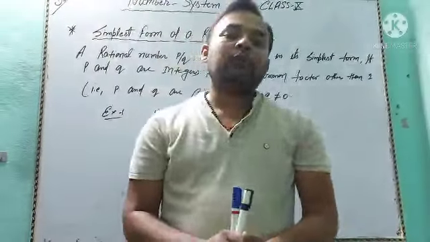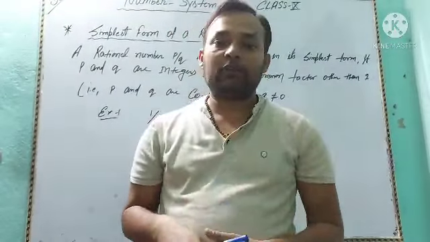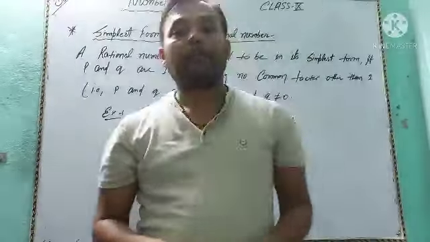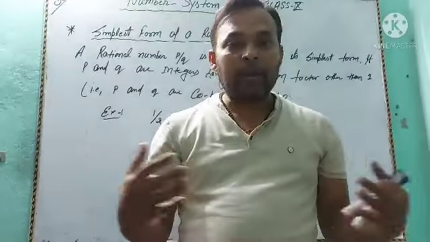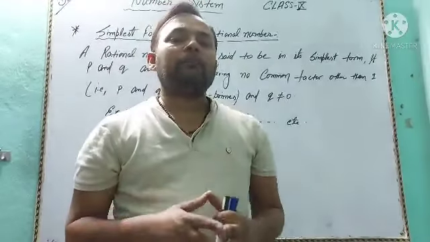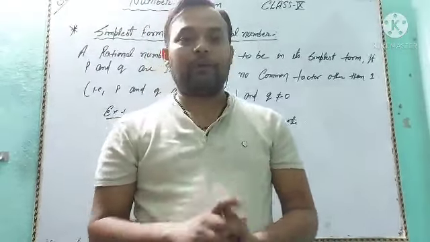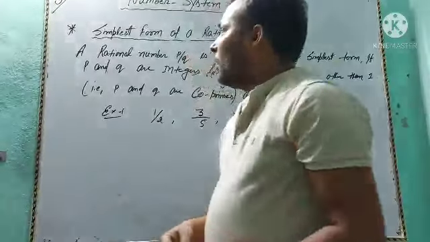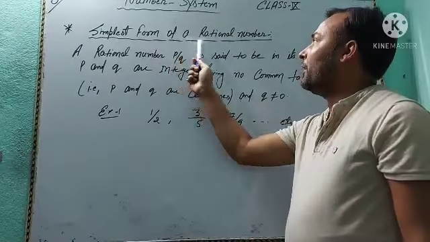In this video lecture, we are going to discuss some important terms related to rational numbers, such as the simplest form of a rational number, representing a rational number on the number line, and rational numbers between two given rational numbers. Okay, so students, the first point related to rational numbers is the simplest form of a rational number.